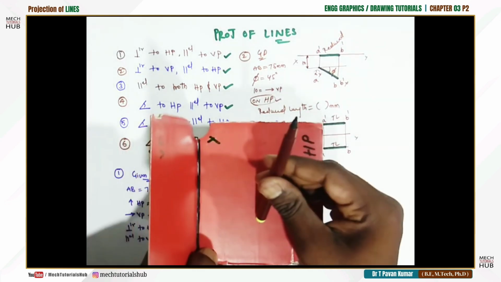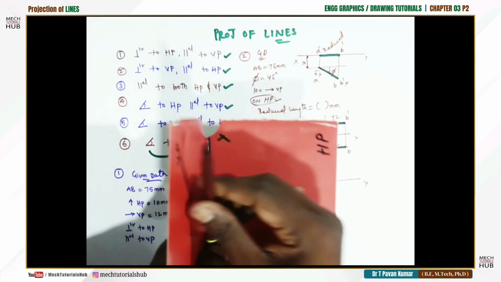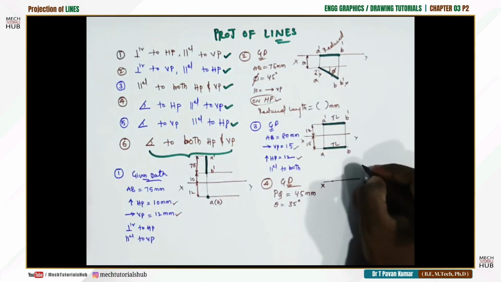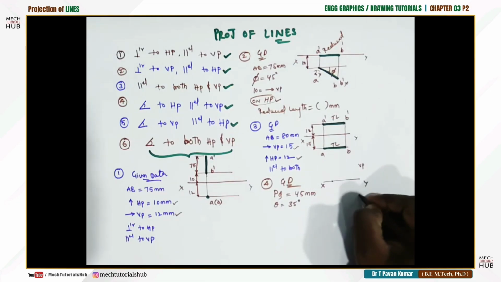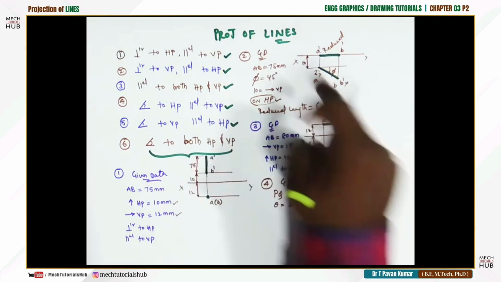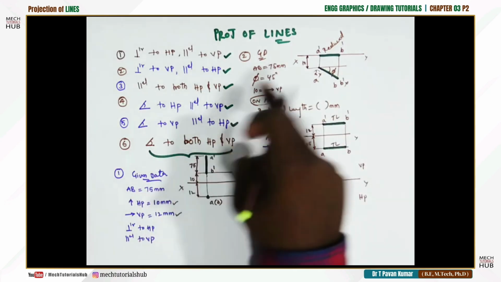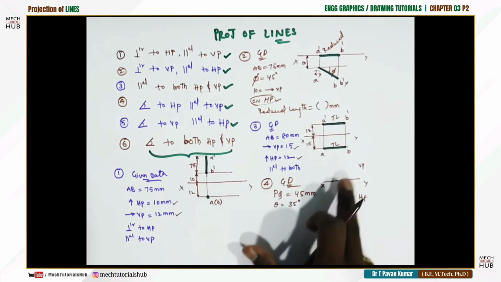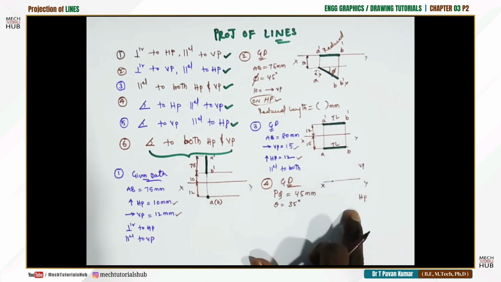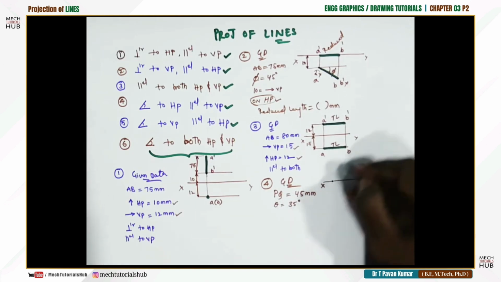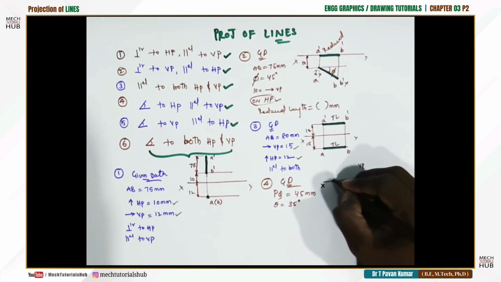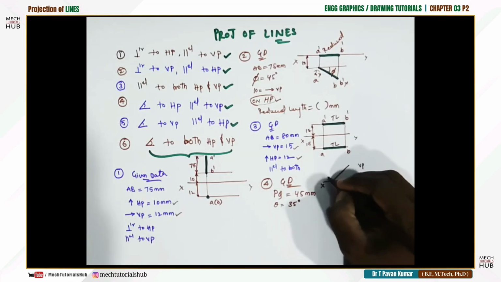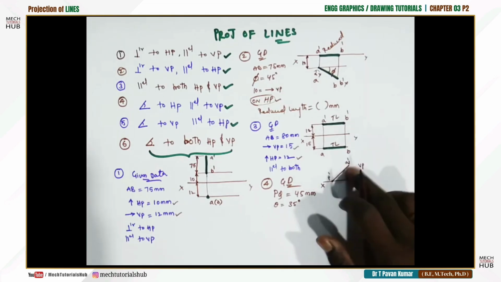When it is inclined to HP, the projection is going to be on the vertical plane, which is always above the XY line. Above the XY line is always the vertical plane, below it is the horizontal plane. For all the problems we have solved till now, if it is a first quadrant problem, above XY is VP, below XY is HP. From this point, draw a line of 35 degrees inclination, length 45 mm. This is the line P prime Q prime of 45 mm.